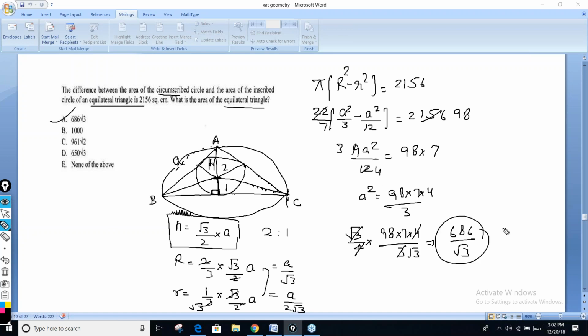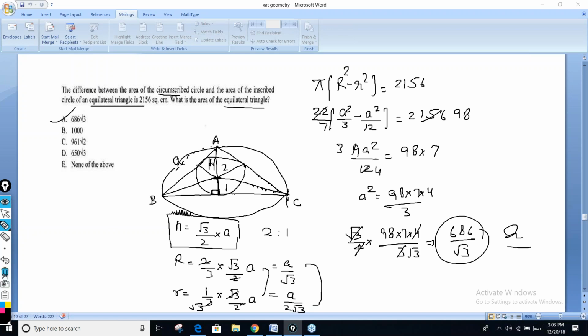Option A is the correct answer. So it is a simple question, you just have to use this relation between circumradius and inradius. And if you can remember the direct relation, it is even better. The circumradius is side upon root 3 and the inradius is side upon 2 root 3. That is a direct relation in case of an equilateral triangle.